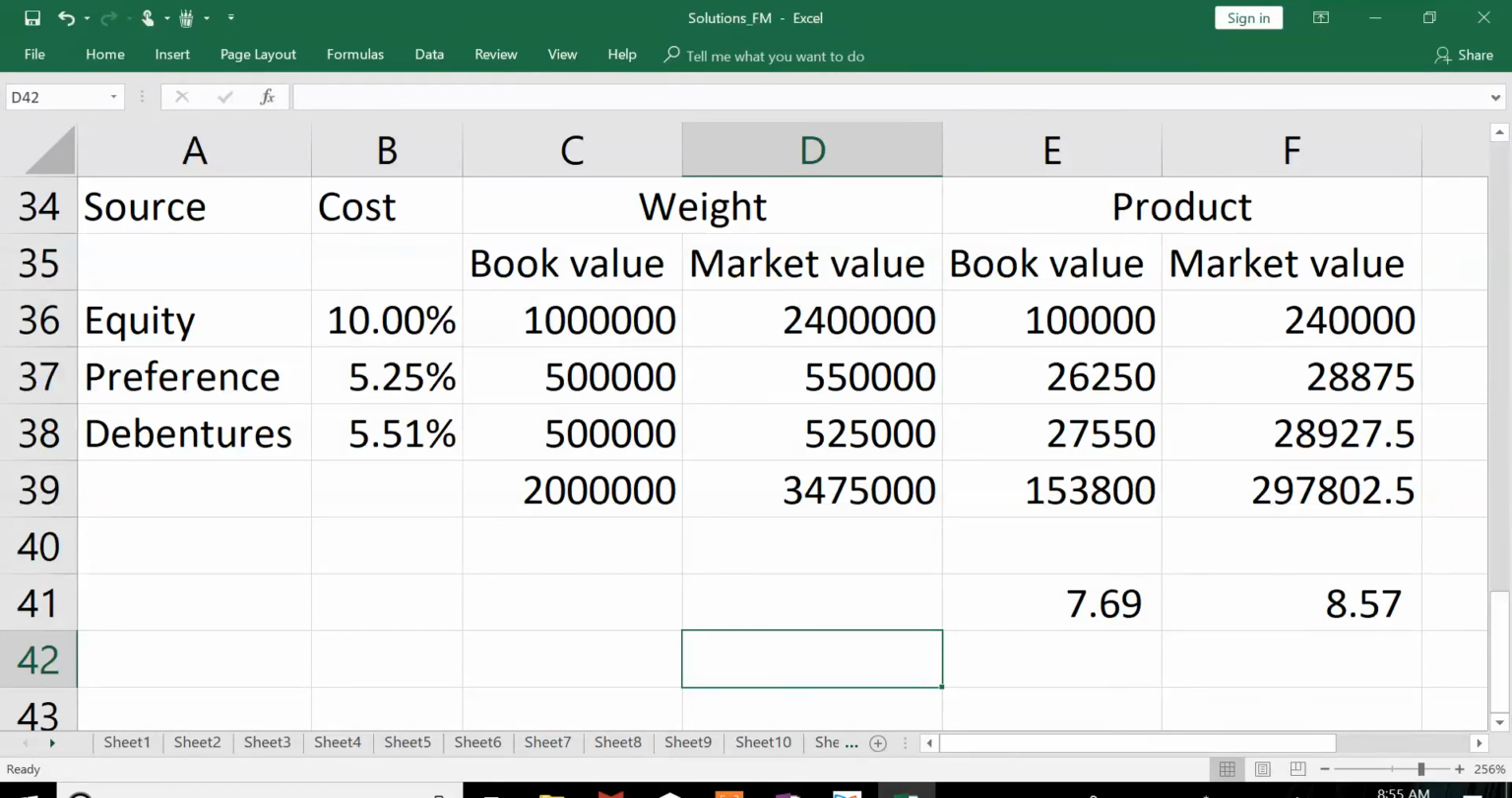Any doubts? Can we proceed? Any doubts on this? Clear? Can we move to the next question? 7.69 and 8.57. You'll have to write both the answers. WACC based on book value is 7.69%. Based on market value is 8.57%.